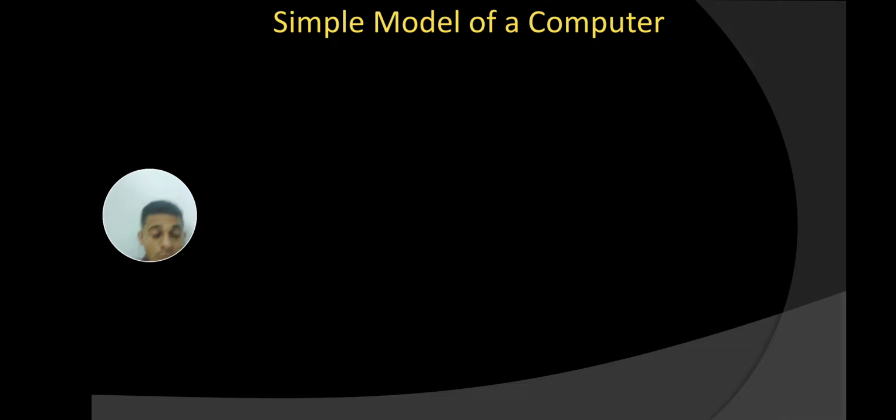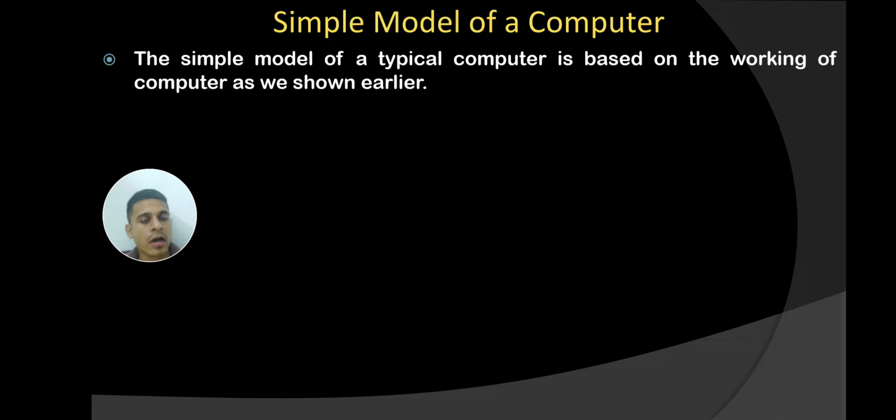Now we know what the main working of a computer is. On the same basis only, the simple model of a computer will work. Means, this particular topic is based on what we learned in the previous topic. Both topics are related to each other.